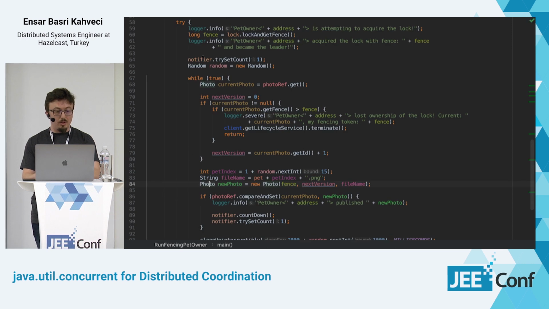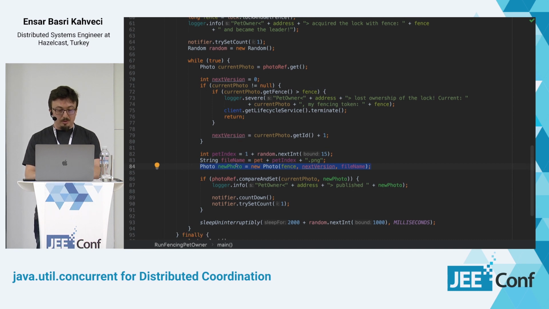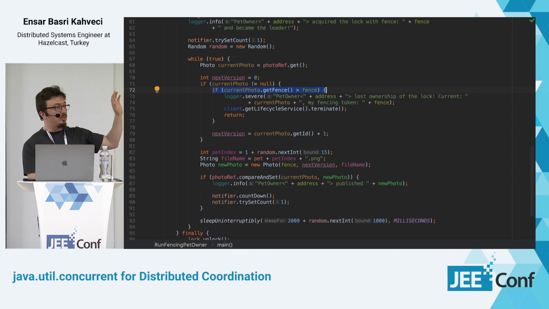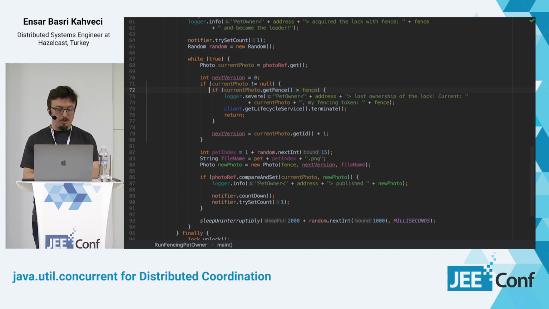So when I acquire the log, I pass my token to the photos I am publishing. And after that, I check if the last published photo contains a fencing token bigger than mine. If this is the case, it means that somehow I lost ownership of the log and the log is given to someone else because someone else has a bigger token. So when I detect this situation, I decide that I'm no longer the log owner, and I step back. I just terminate myself here. So I just shut down.